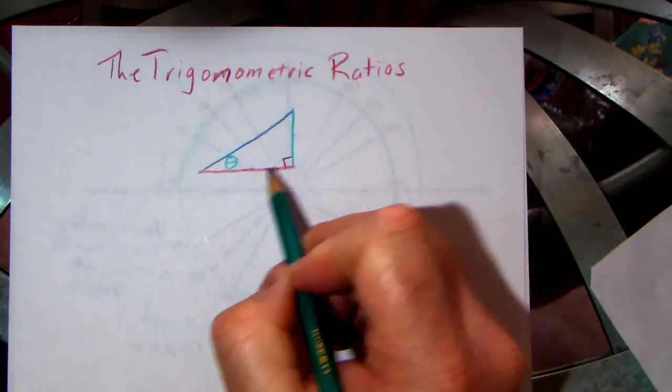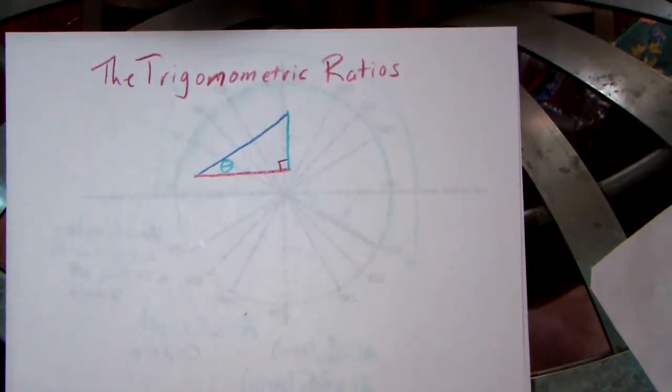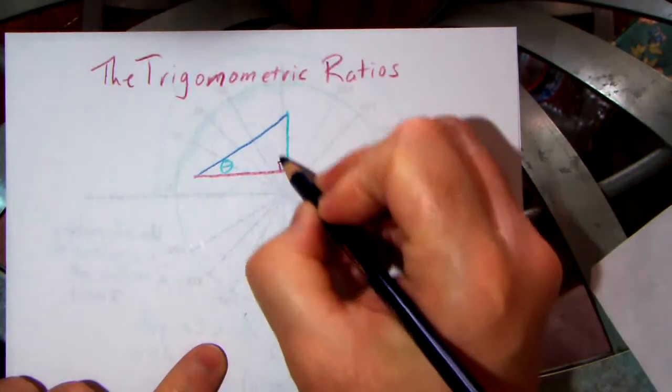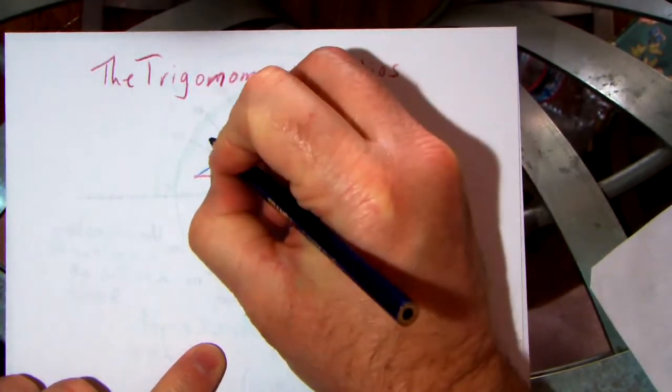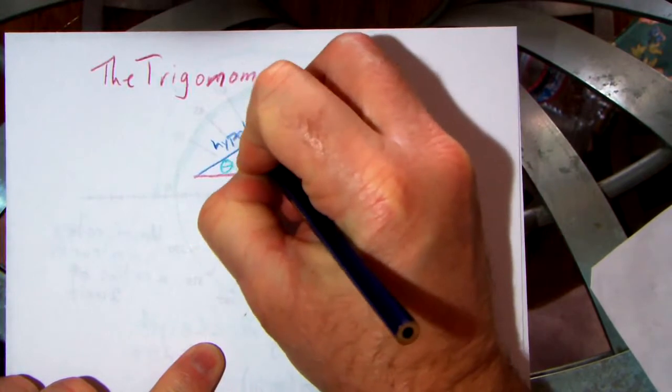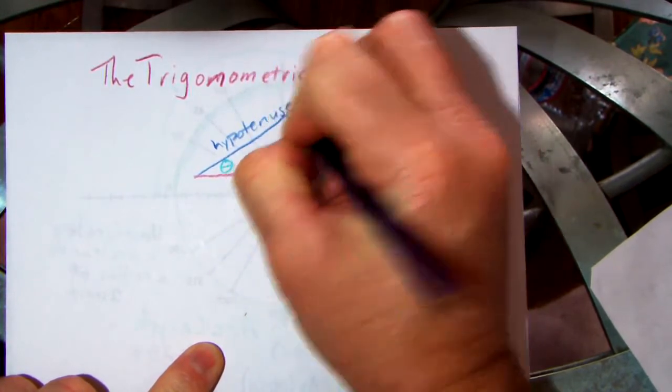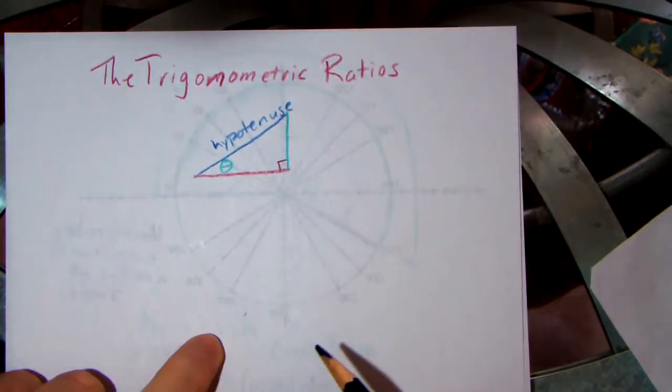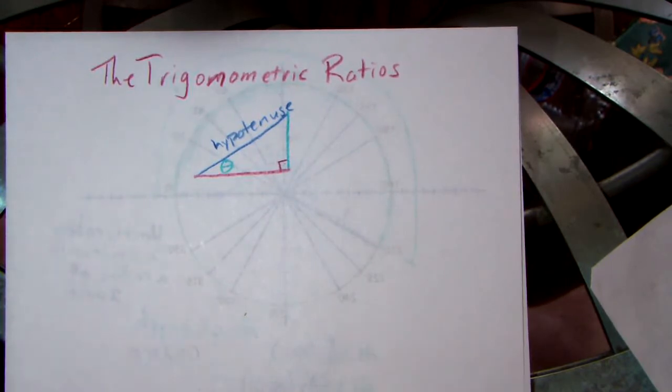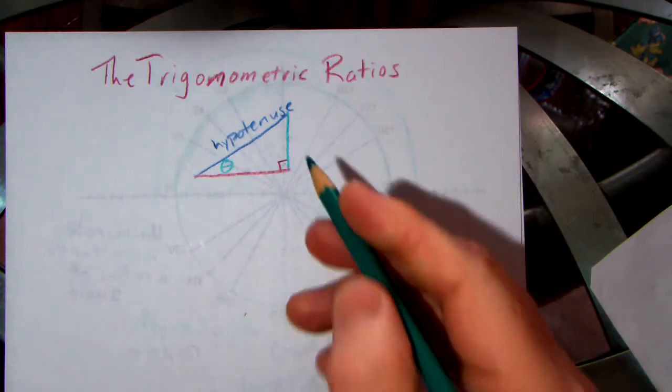Now, if you look at the three parts of the right triangle, the side that is across from the 90-degree angle is called the hypotenuse. It is always the hypotenuse. It is always across from the right angle in a right triangle. It never has a different name. That's going to become very important as we start working more and more with these.